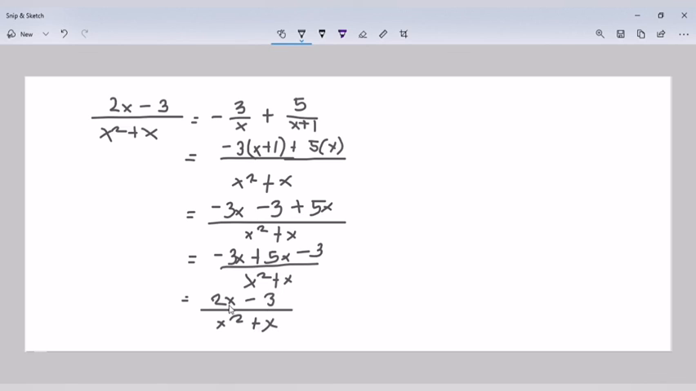And then, as you can see, we came up with the given expression, which is 2x minus 3 all over x squared plus x. So that is correct. And that ends our video for today.